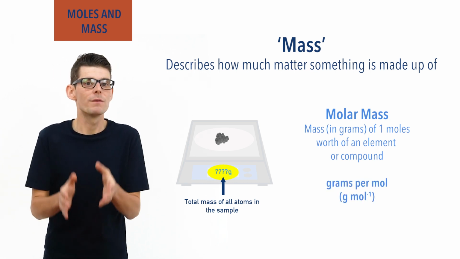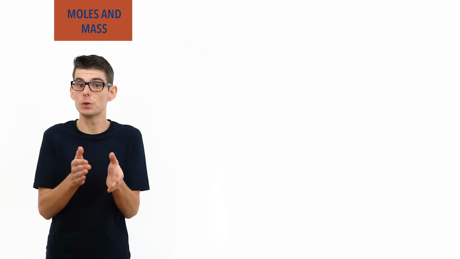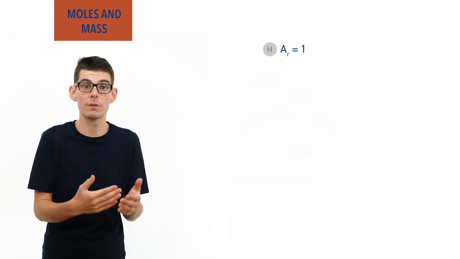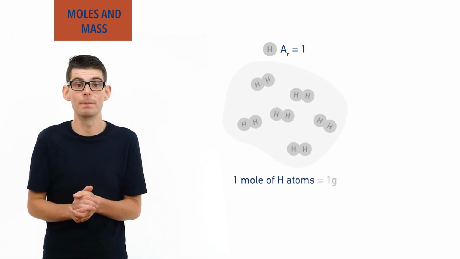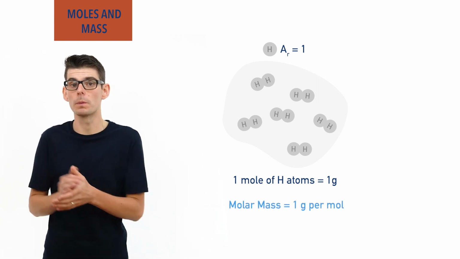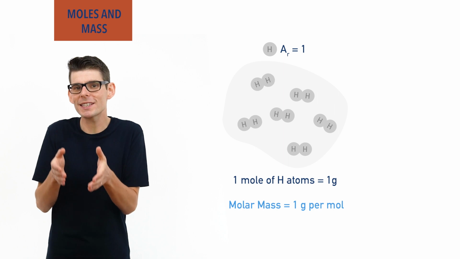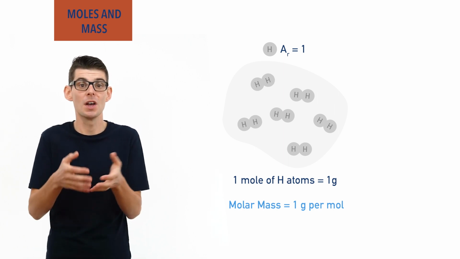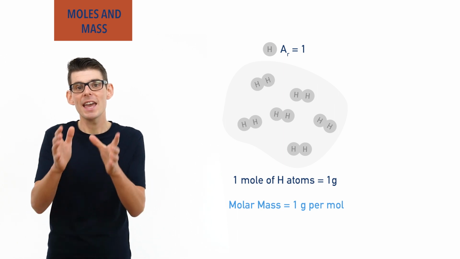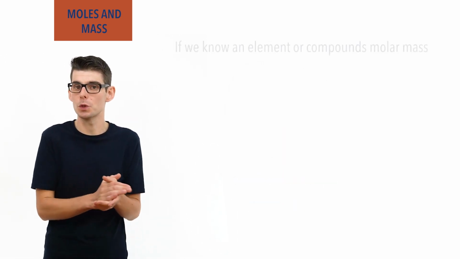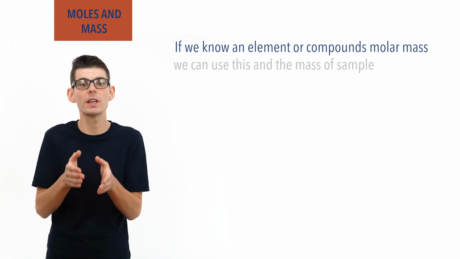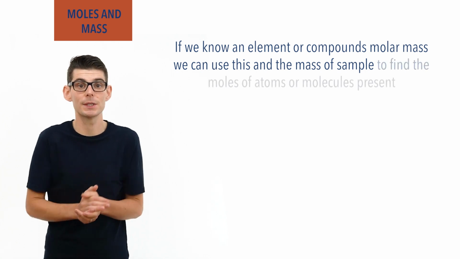For example, the relative atomic mass of hydrogen equals 1, and this means the mass in grams of 1 mole's worth of hydrogen atoms is 1 gram. The molar mass of hydrogen, then, is 1 gram per mole. We can't directly measure how many atoms or molecules are present in a sample, as they are too small to count. However, if we know the molar mass of an element or compound, we can use this and the total mass of the sample to find the moles of atoms or molecules in it.